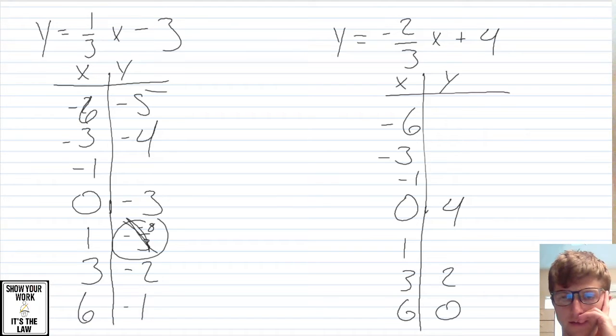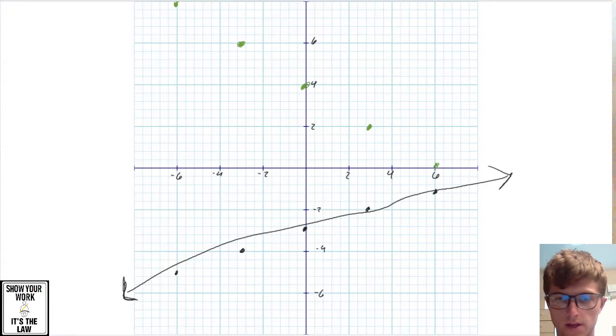Okay, negative 3. 3's cancel. We're left with negative 1 times negative 2, which is positive 2, plus 4 gives us 6. And then negative 6. Once again, our 6 becomes a 2, and this is a negative 2 now. Negative 2 times negative 2 gives us 4, plus 4 is 8. And I will graph these on the slide. And here we have it.